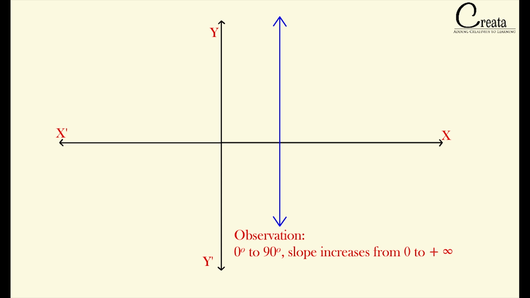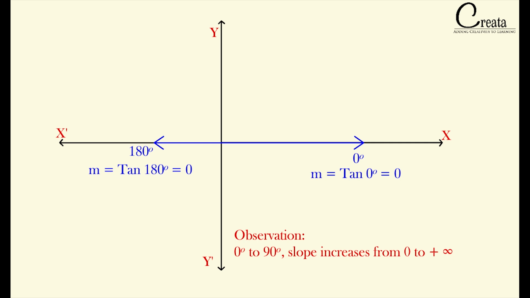If we further rotate this line to an angle of 180 degree, then what will be the slope of this line? The slope will be tan 180 degree. That will be equal to 0. Are you able to observe tan 180 degree and tan 0 degree? It is basically the same line. So the slope of this line will be equal to 0.